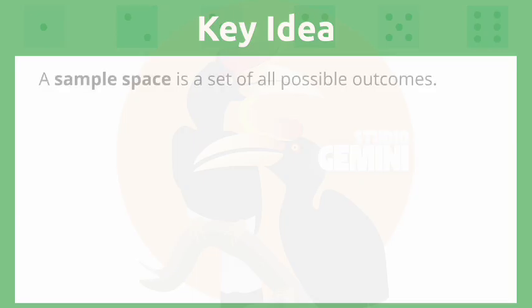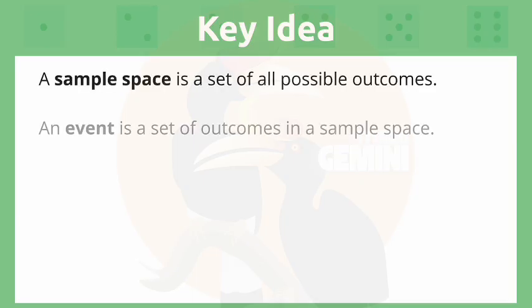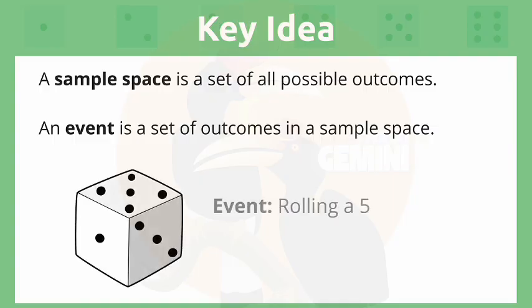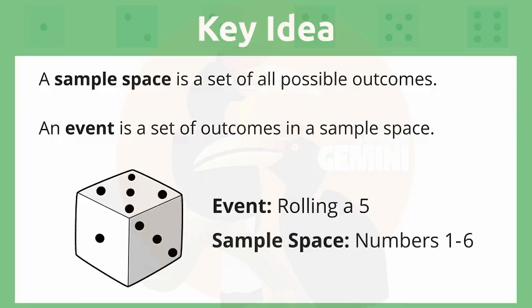In probability, we call the sample space the set of all possible outcomes. An event is some set of outcomes in the sample space. So if you think of rolling a die, rolling a 5 would be an event, and the sample space would be the numbers 1 through 6, as those are all the possible numbers you could roll.